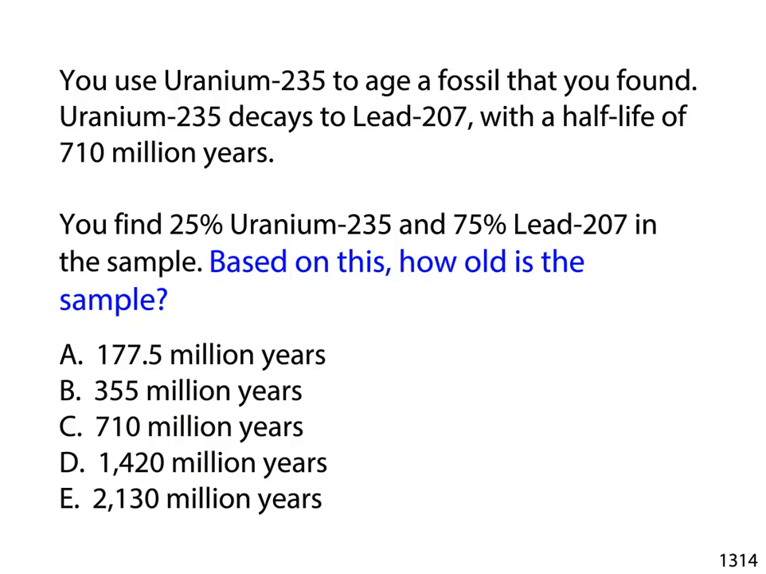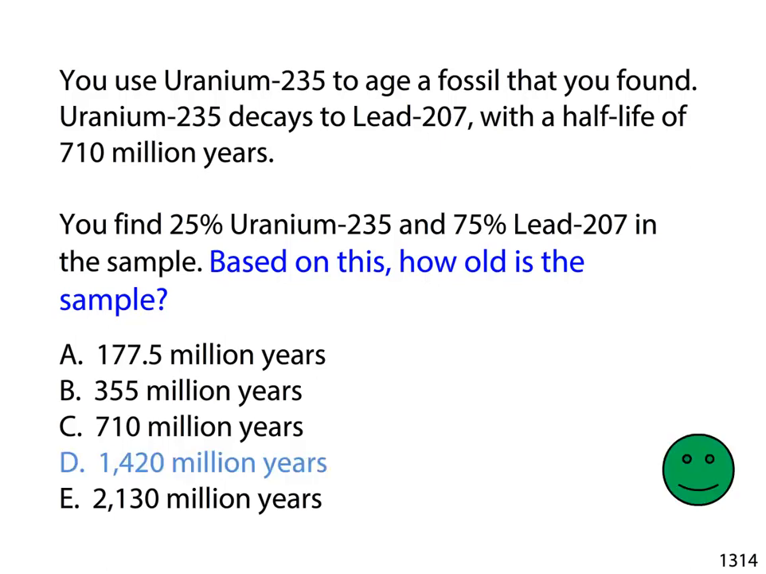Now speaking of applying something, read through this question. Use uranium-235 to age a fossil that you found. Pull up the slide of the table in the previous slide that I just showed you. We know uranium decays into lead-207 with a half-life of 710 million years. At least I think that's on the slide. If not, you have all the information here that you need. You find 25% uranium, 75% lead-207. Based on this, how old is the sample? So take your time, read the question. It's not meant to trick you. It's meant to be very straightforward. Then go ahead and answer the question, pause lecture, and when you're ready, start up again.